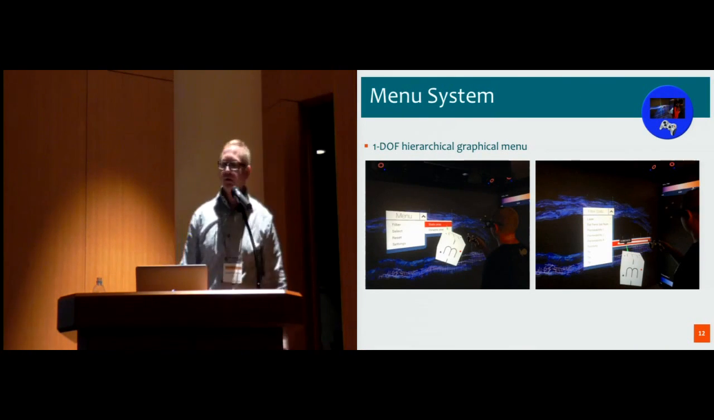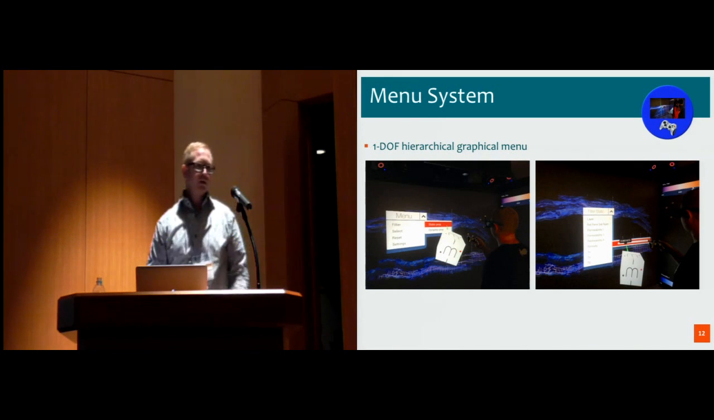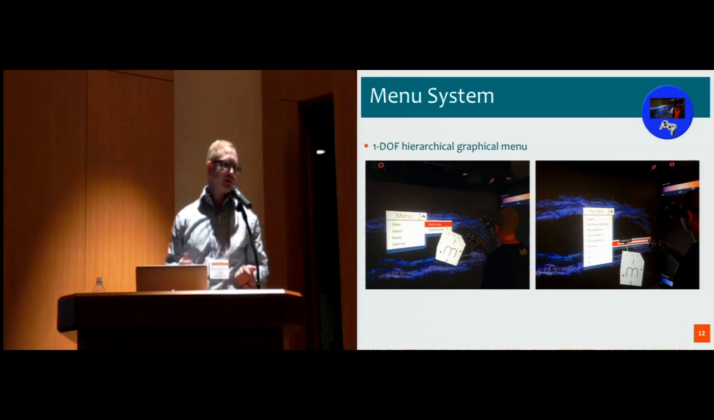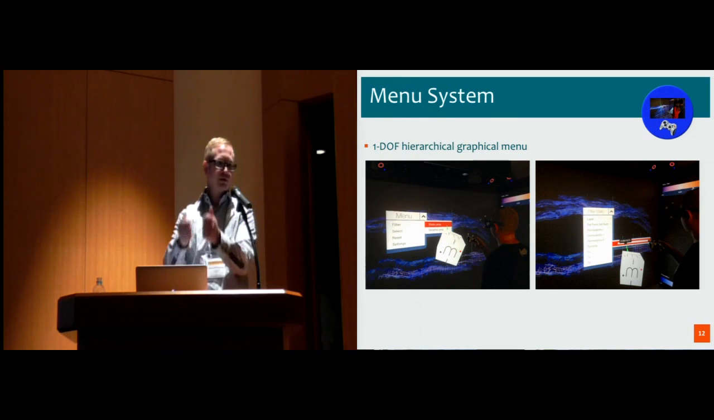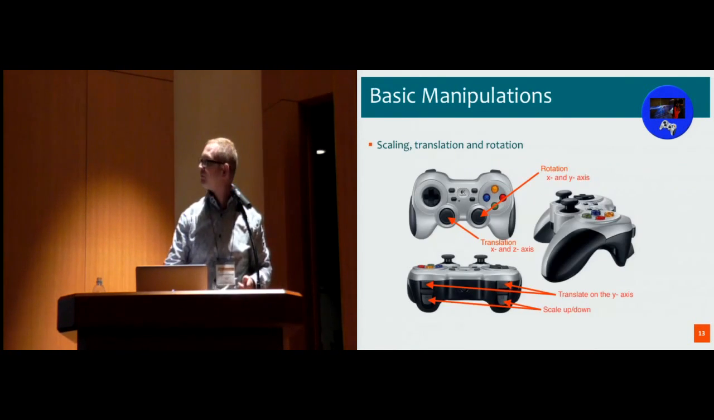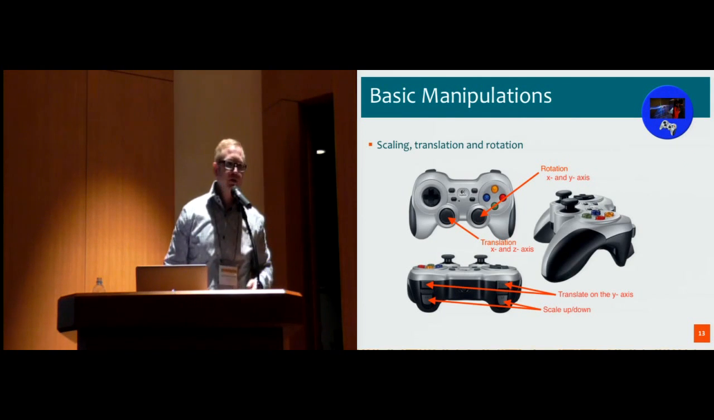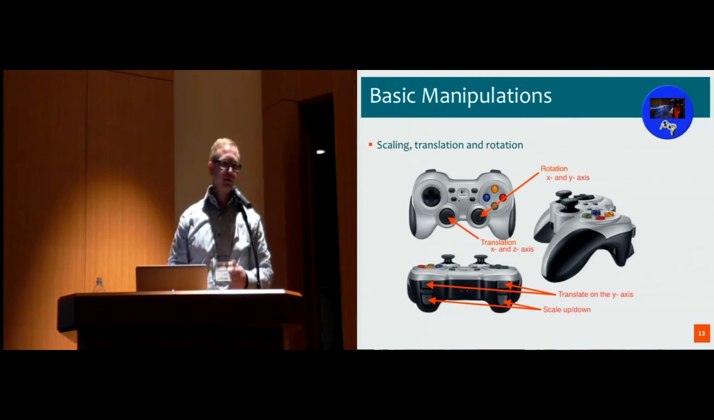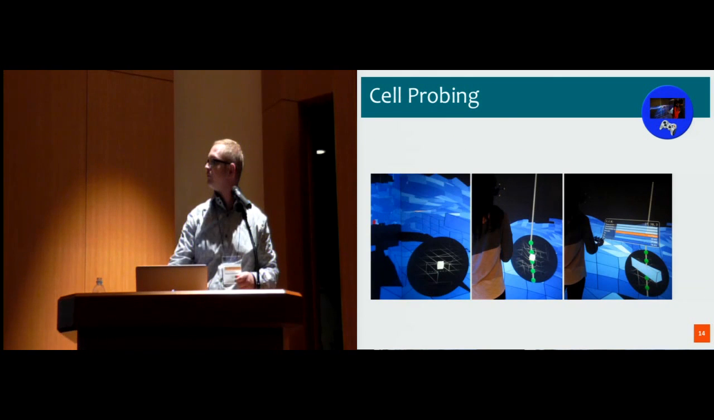So here, for example, in our Cave is our menuing system. Just a very basic menu. Press a button, menu comes up. Use a ray to select different things. For instance, a filtering operation. Scaling, translation, rotation, just button controls on the Gamepad.